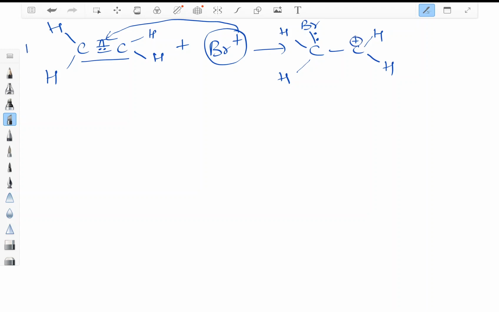In the second step, what happens? Br plus, that is the bromonium ion, is attracted by the pi electron cloud, and it can go either to this carbon or this carbon in the form of a sigma bond. Because it is electron deficient, it requires electrons, so it goes towards the sigma electrons and leads to the formation of a bond. It can go to this carbon or this carbon.